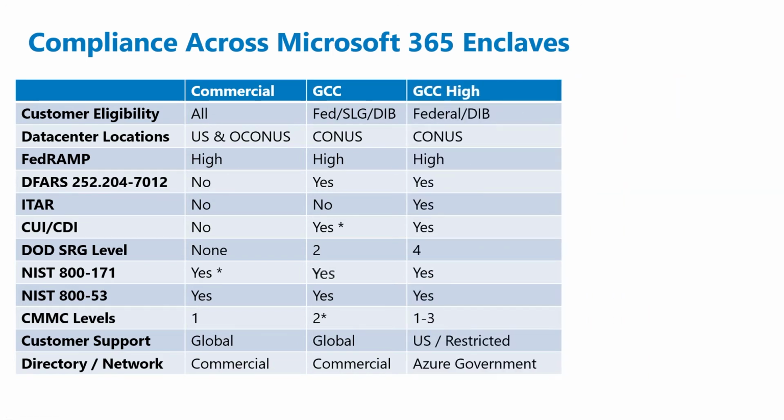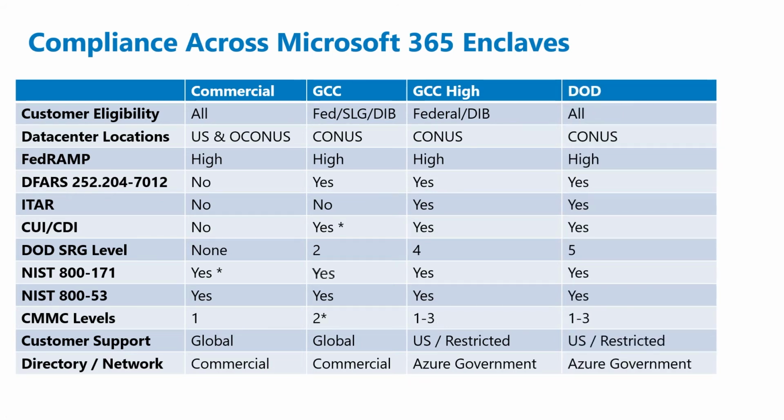Now, GCC High. GCC High is a data sovereign environment. And here's where you start to see the big impacts. So yes, DFARS, yes, ITAR, yes, without the little star for CUI and CDI, that it can manage export controlled and classified information. NIST 800-171 is a yes, and CMMC all levels 1 through 3. And then, of course, DoD is just here.